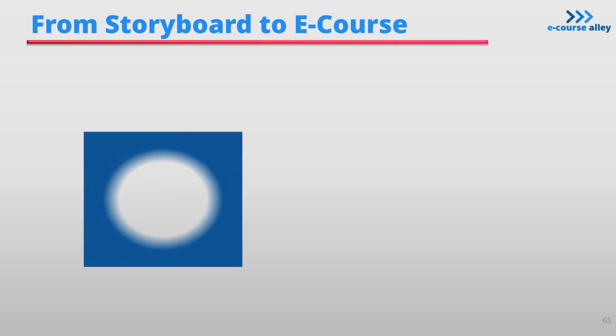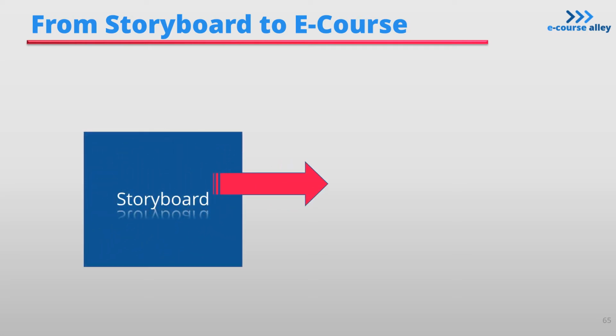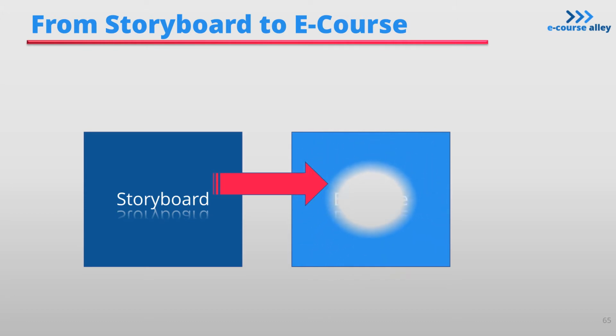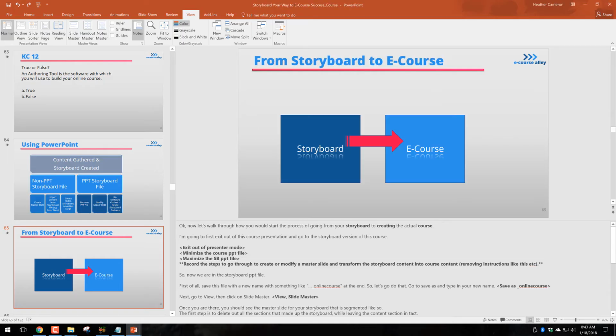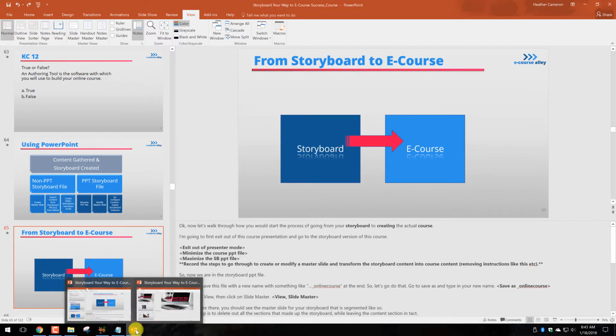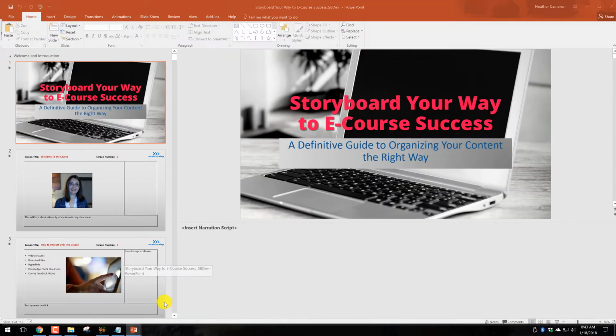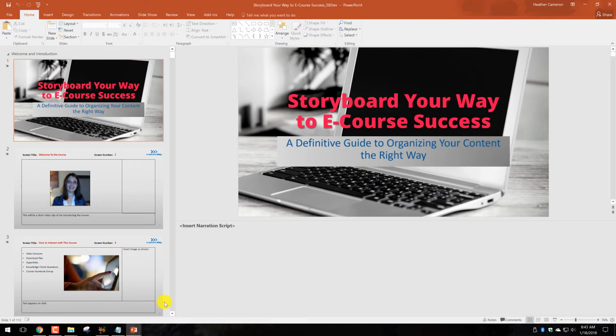Okay, now let's walk through how you would start the process of going from your storyboard to creating the actual course. So I'm going to first exit out of this course presentation and go to the storyboard version of this course. I have it down here. So now we're in the storyboard file itself.